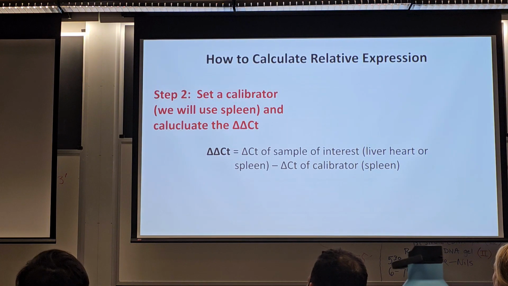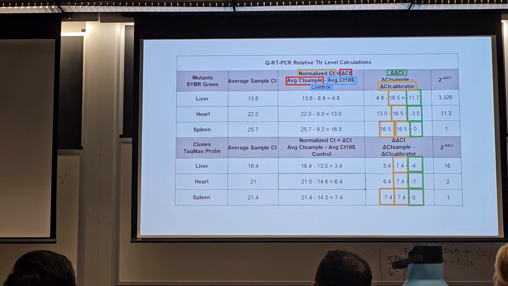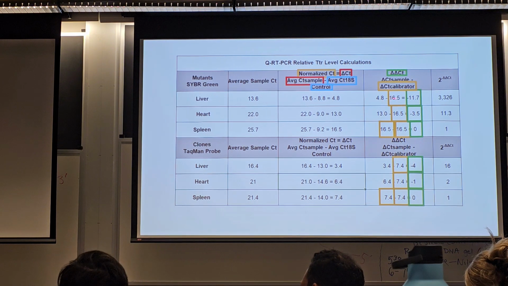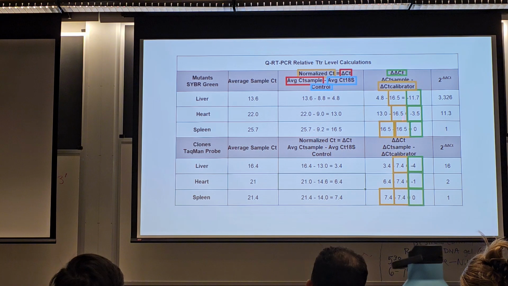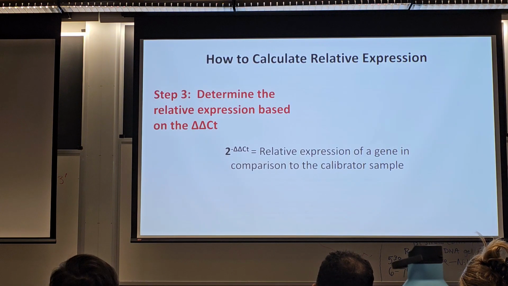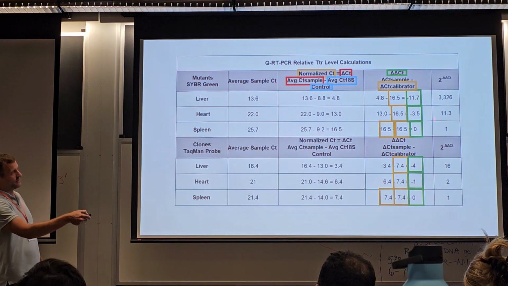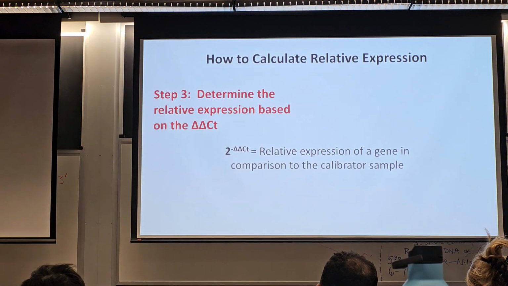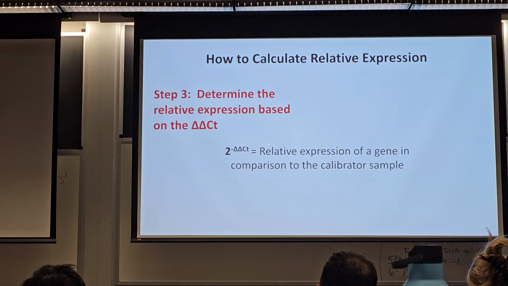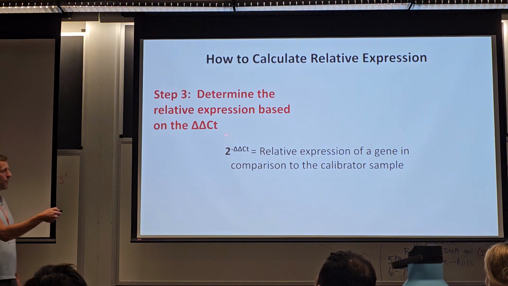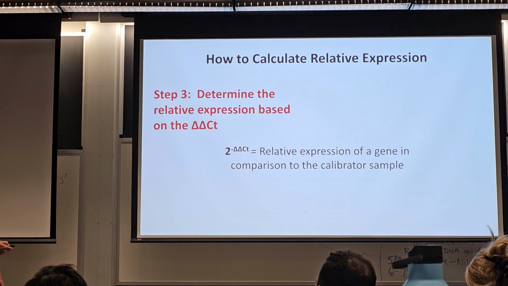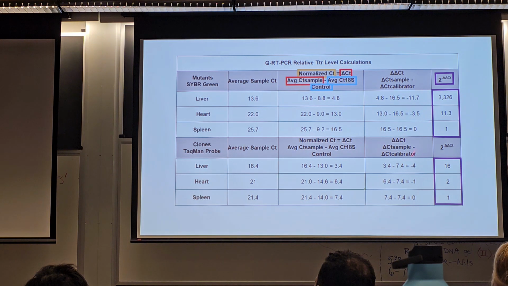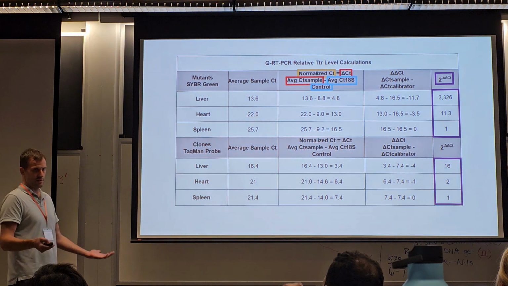Nope, step 2 was where we compare against the calibrator of the spleen. So step 1 was against the housekeeping. Then we take the results of that and subtract the calibrator, which we set to spleen. And then step 3 is to take that result, this number here, and plug it into this equation. So our delta delta CT is that number. We raise 2 to the negative power of that number. And what that tells us is our fold change. So for spleen, it's 1, because it's spleen.